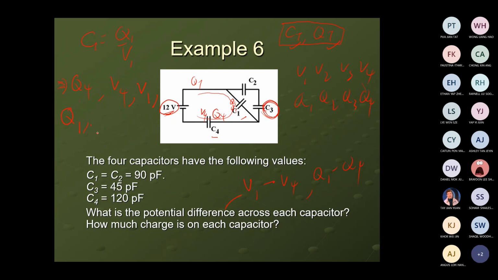Q1 plus Q3 is what? Like current, the current splits into two branches, so charge also splits. You can make the analogy. So Q1 plus Q3 is actually Q total, the total charge stored, which you already found. So after Q1, you can find Q3. Slowly you explore like this, one by one. You are able to find all 4 voltages and all 4 charges just by using C equals Q over V.